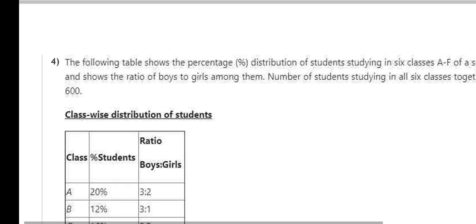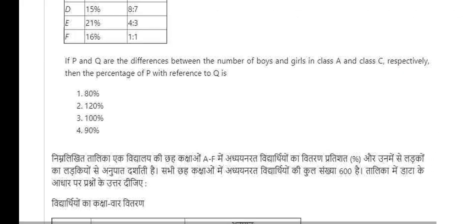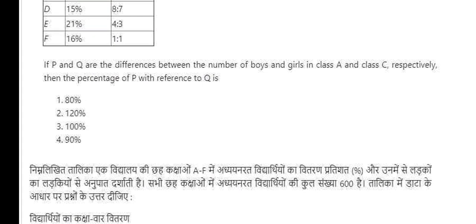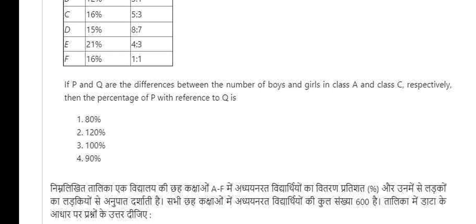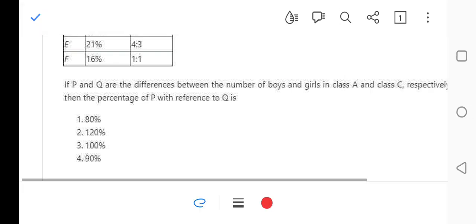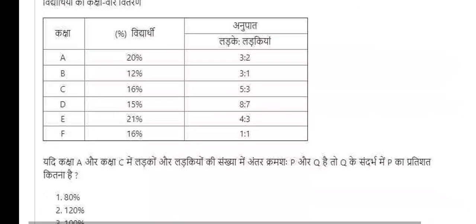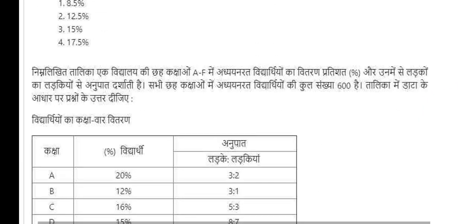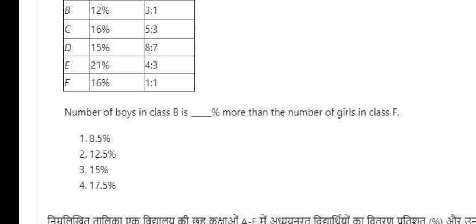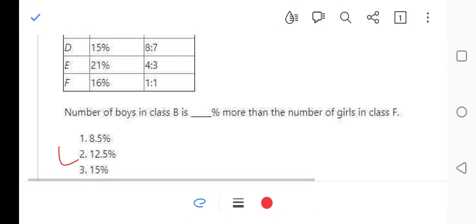Next is saying, if P and Q are the differences between the number of boys and girls in class A and class C, respectively, then the percentage of P with reference to Q is what? 80%, 120%, 100%, 90%. It will be 100%. Next is the number of boys in class B is dash percent more than the number of girls in class F. 8.5%, 12.5%, 15%, 17.5%. It will be 12.5%.